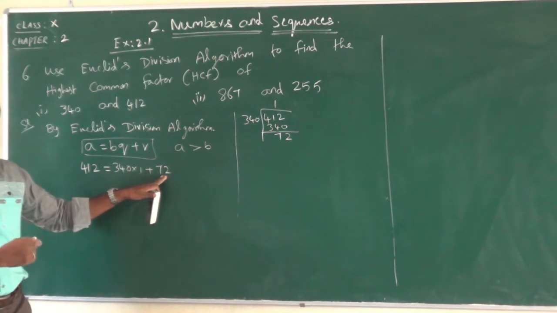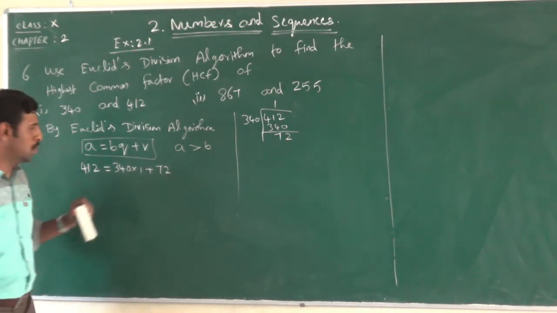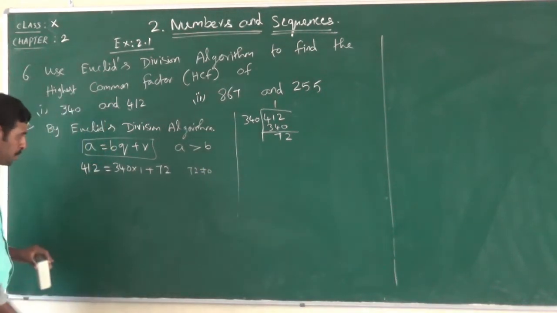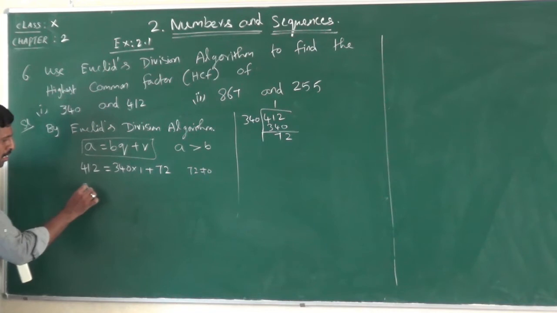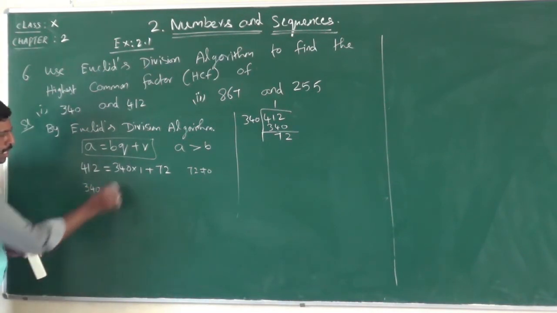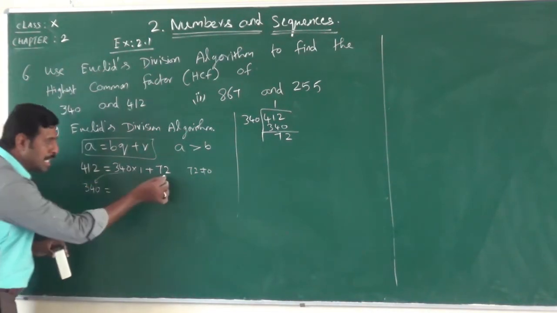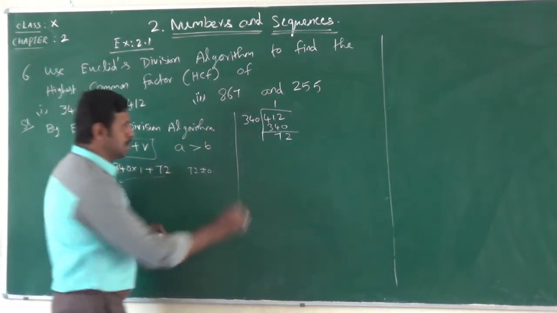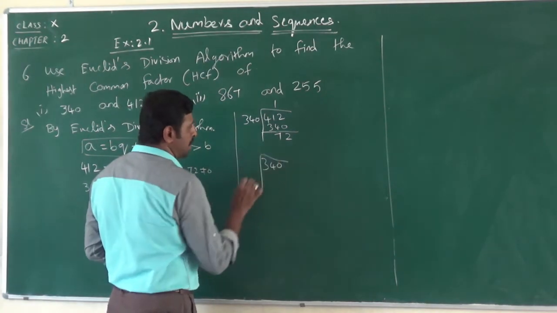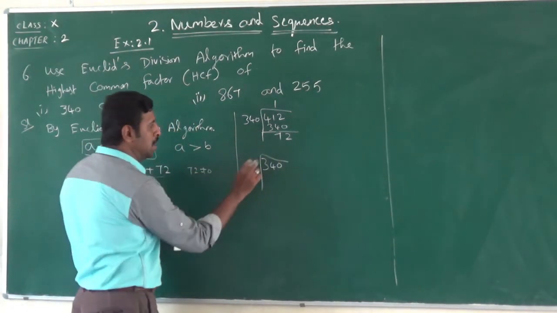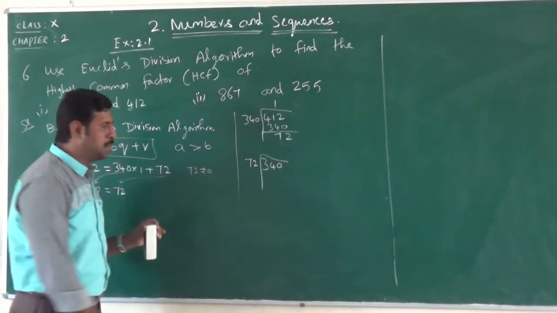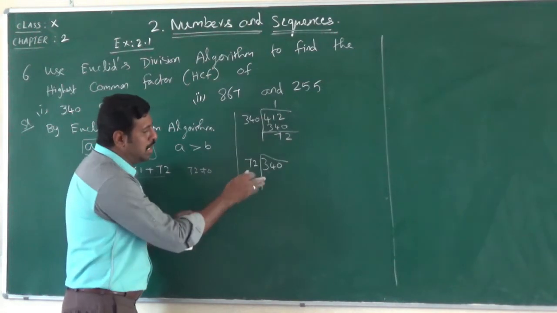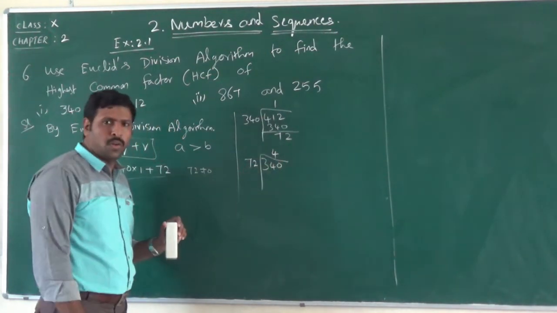The steps should be followed until the remainder turns to 0. So clearly this remainder is not equal to 0. Next we have to change the divisor as the dividend, and the remainder as the divisor. This is a step by step method. So now 340 is divided by 72. How many times is it possible? Here 7 fives are 35, there is no 350, so we get 4 times.